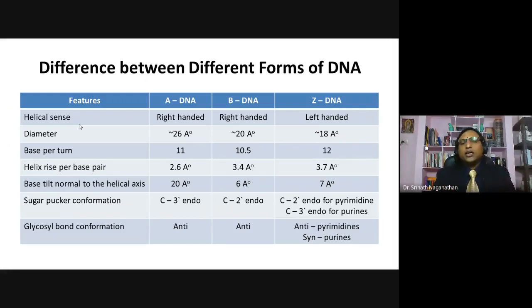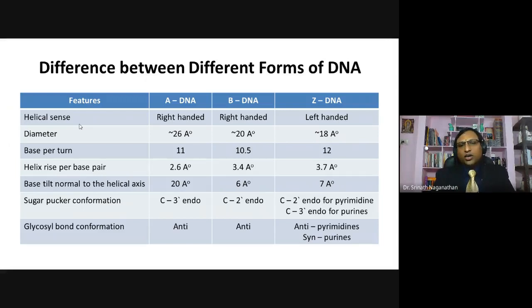Base pairs per turn means how many bases are there in one turn. Approximately it is 10, but the actual numbers are 10.5 in B-DNA, 11 in A-DNA, and 12 in Z-DNA. The helical rise per base pair, that is the distance between two bases, is 3.4 Angstroms in B-DNA, 2.6 Angstroms in A-DNA, and 3.7 Angstroms in Z-DNA. The base tilt normal to the helical axis is 6 in B, 20 in A, and 7 in Z.